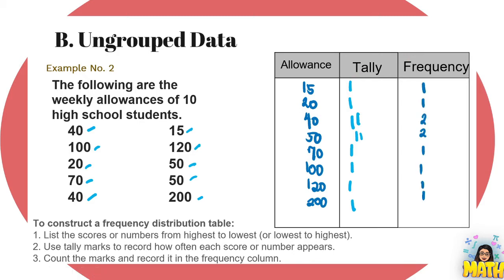So here are the frequencies. So it means one student has an allowance of 15, 20, 70, 100, 120, and 200 each, while two students have an allowance of 40 pesos and 50 pesos. Of course, last but not the least, it is proper to have a total below. This total column will help us to verify kung tama ba yung count or tally na nagawa natin. Again, we call it ungrouped data dahil itong mga data na to ay isa-isa nating sinulat at nilagay naman natin yung frequency nila on its corresponding row.